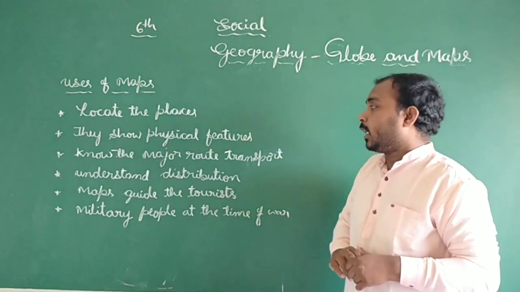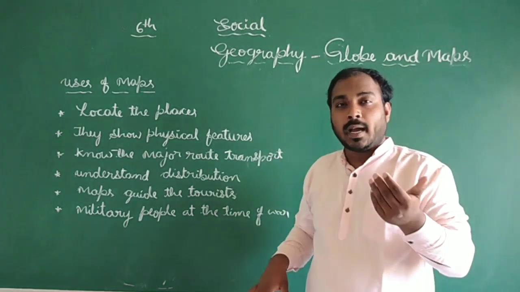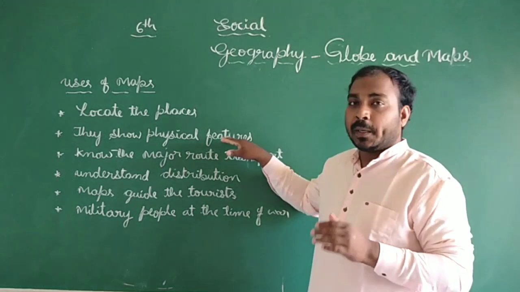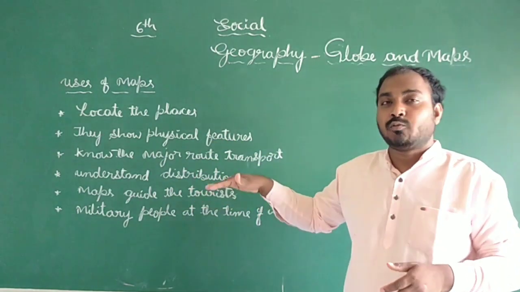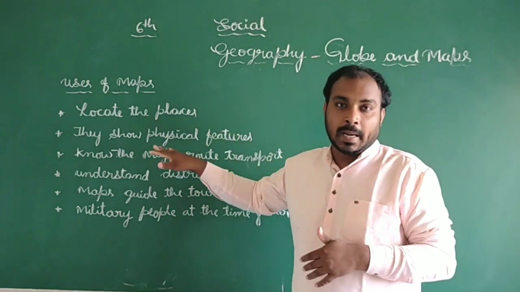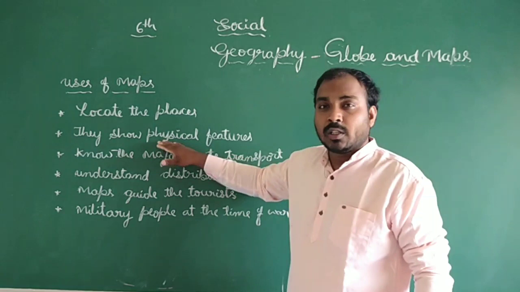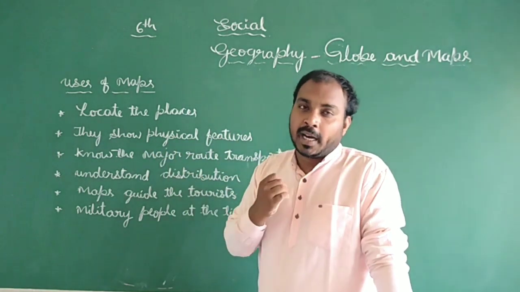The next one is they show the physical features, like mountains, highlands, coastal areas. To show particular physical features, we will go with the physical maps. So maps help us to show physical features like coastal areas, islands, plateaus, all kinds.